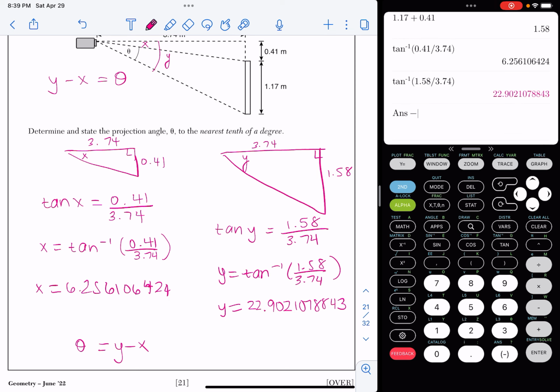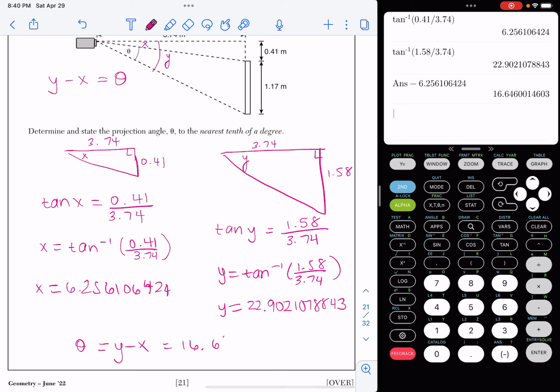So before we said that theta is equal to y minus x, so let's subtract that answer. So we're going to take 22.902 and so on, subtract the 6.106424 from that. And we are now going to take this answer and round to the nearest tenth. So if I round my answer to the nearest tenth, I get 16.6 degrees.